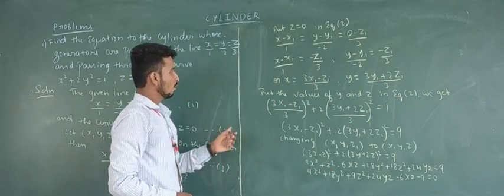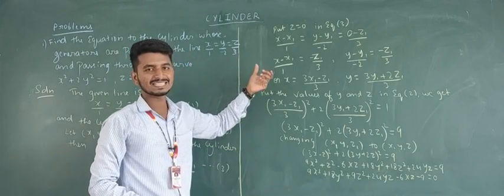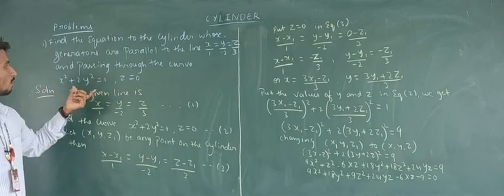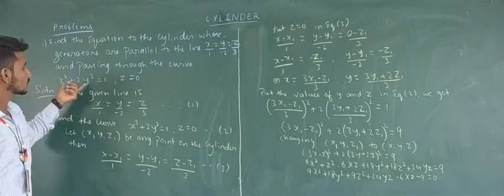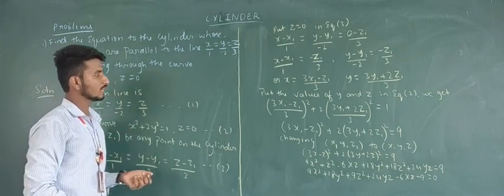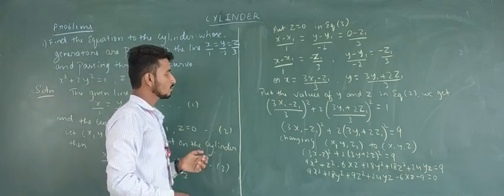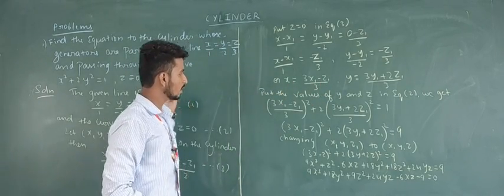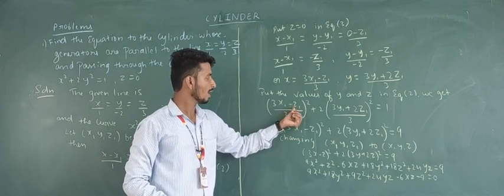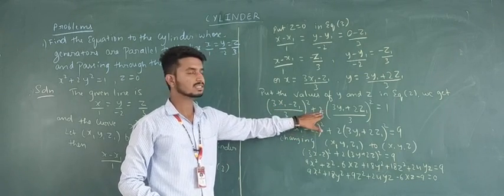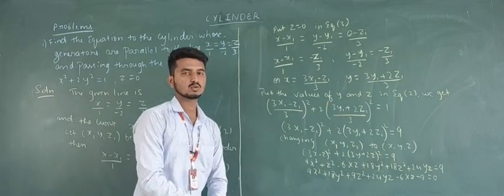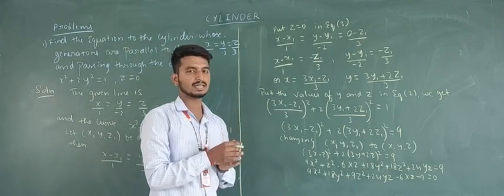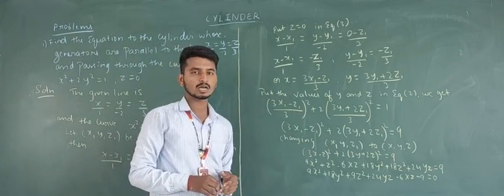Next we put these values of x and y in the given curve, x² + 2y² = 1 with z = 0. Substituting, we get ((3x1 - z1)/3)² + 2((3y1 + 2z1)/3)² = 1. So now we have substituted the x and y values in the given curve equation.